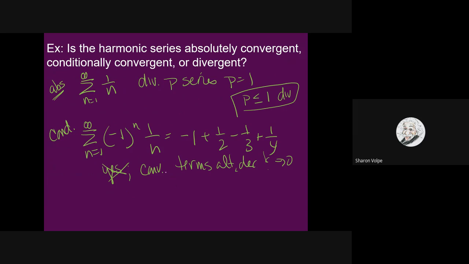And you don't have to say this is the AST. You can, but you're not required to. But you just have to say why we know this converges. So because the series converges if I make it an alternating series, this is a conditionally convergent series.